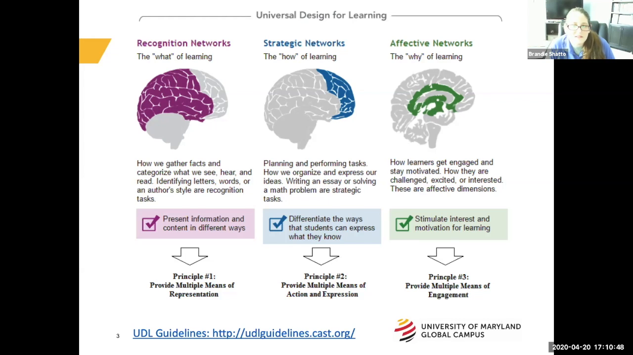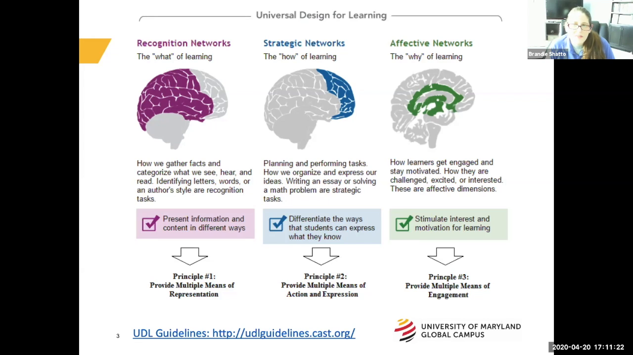The second piece of UDL is the strategic network, or the how of learning. That's really focused on how students demonstrate mastery of learning. And so the second UDL principle there is provide multiple means of action and expression. And that just means giving students some voice and choice about how they show you that they've mastered the content or mastered the skills that you're teaching, and giving them some choice in how you assess their learning.